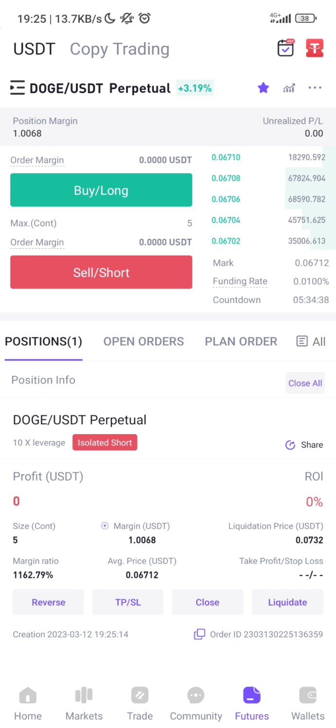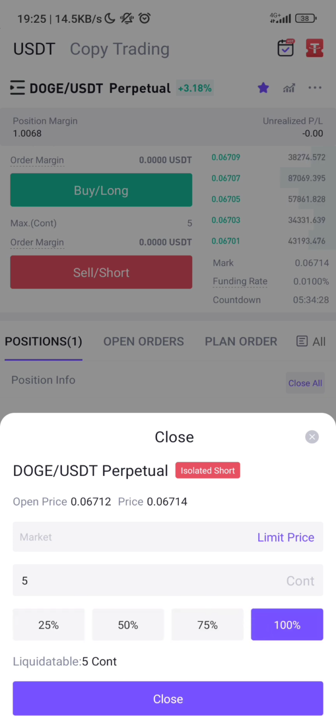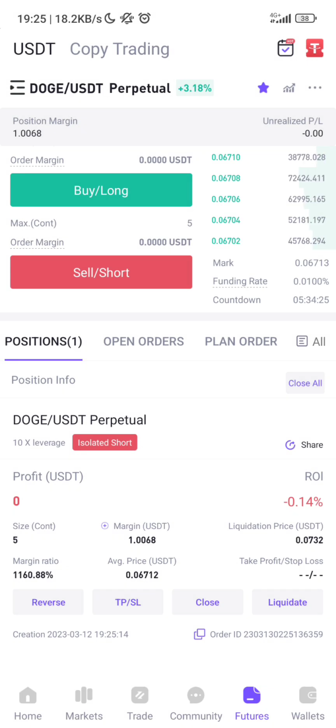Because this is a live trade, it will be increasing and reducing. So you can always adjust your take profits. You can always close the position, everything, or maybe a small percentage if you want. You can always liquidate your position.